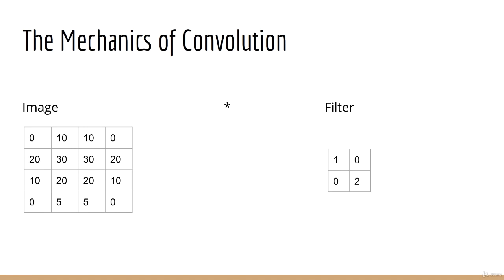Okay, so let's get into the nitty-gritty of how convolution works. I promised you that all you need to know is how to add and multiply. Let's see if that's true. We're going to use very tiny images for this example, although in reality, the actual images we work with will be much bigger. This is just so we can feasibly do these calculations by hand. So let's start with an image 0, 10, 10, 0, 20, 30, 30, 20, 10, 20, 20, 10, and 0, 5, 5, 0. And we also have the filter 1, 0, 0, 2. So how do we convolve this image with this filter?